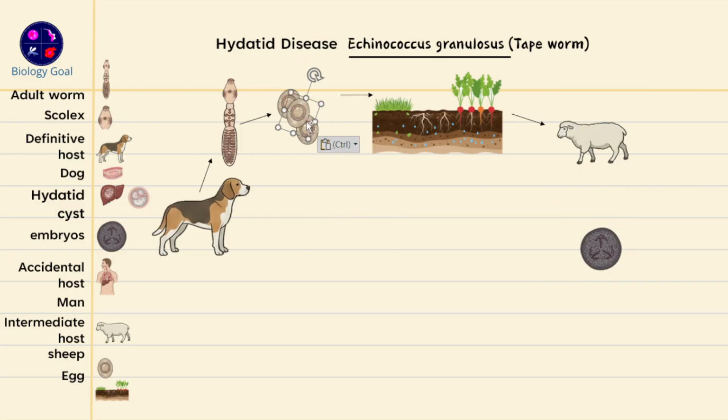Okay, our one egg is gone. Let me copy another one. So I'll move it right over here. So the egg is going to get entered inside the sheep. Now the sheep will convert this egg into the hexacanth larva. Hexacanth usually means you'll have 6 kind of hook-like structures that are really visible in those embryos, right?